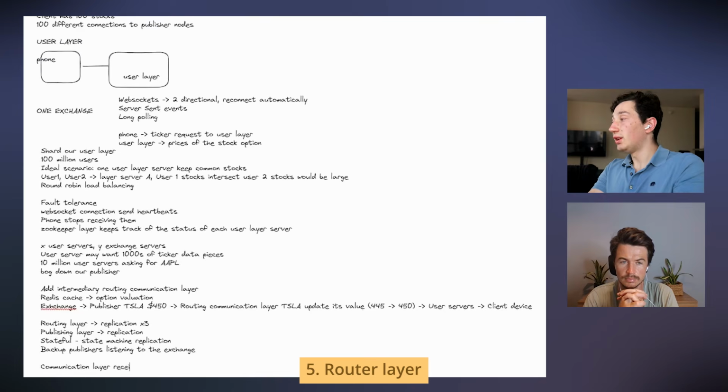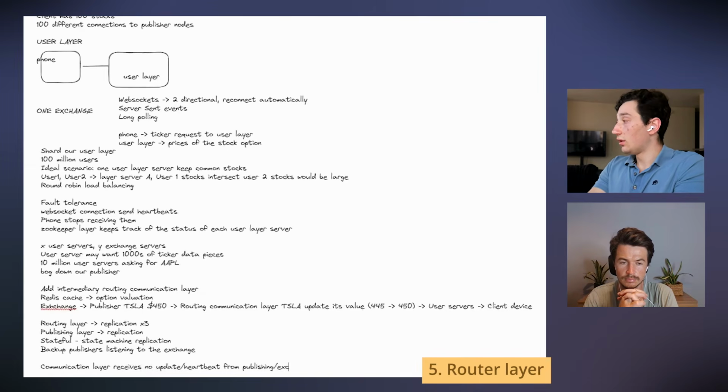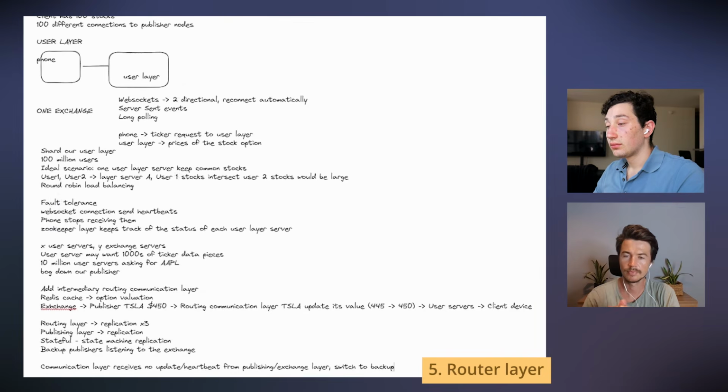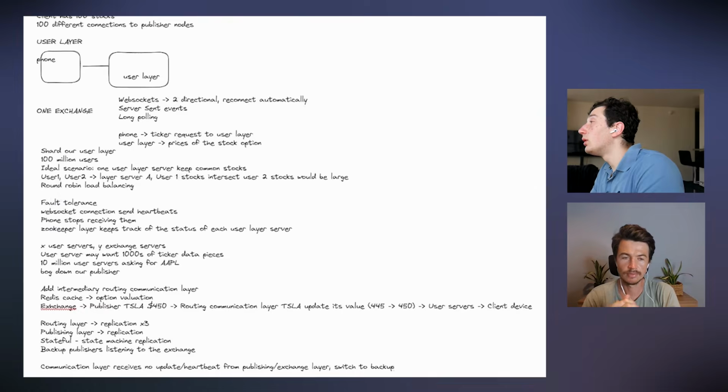And then, for example, if our communication layer receives no update or heartbeat from our publishing layer or exchange layer, then we go to Zookeeper, we say, oh, shoot, do we think this thing is down? If it is down, then we switch to our backup. That seem okay? Yeah. Okay, yeah, cool. So that makes sense.